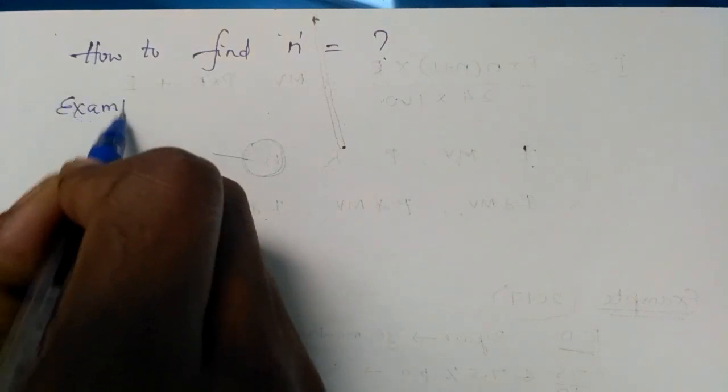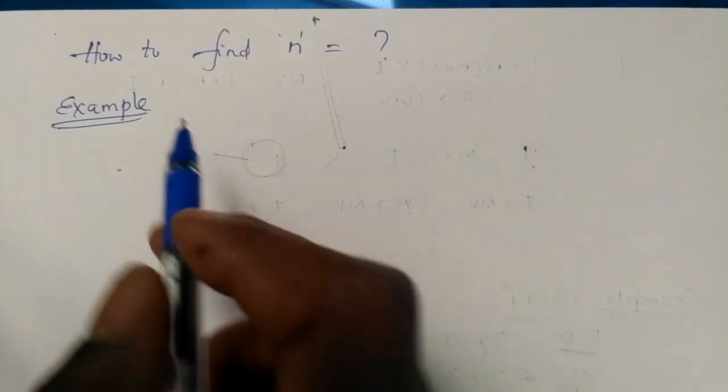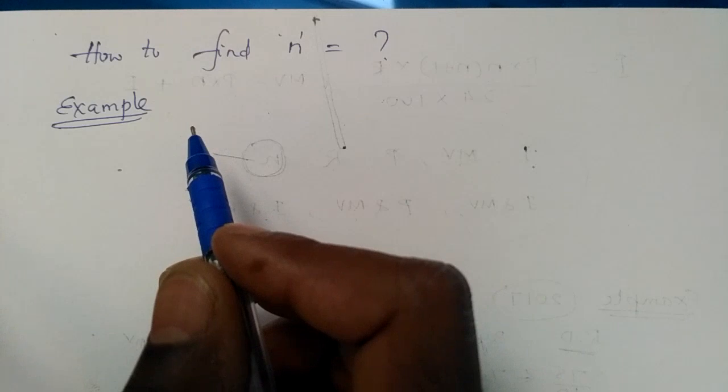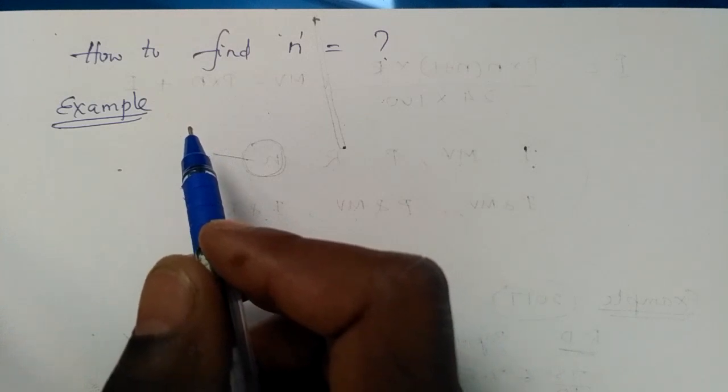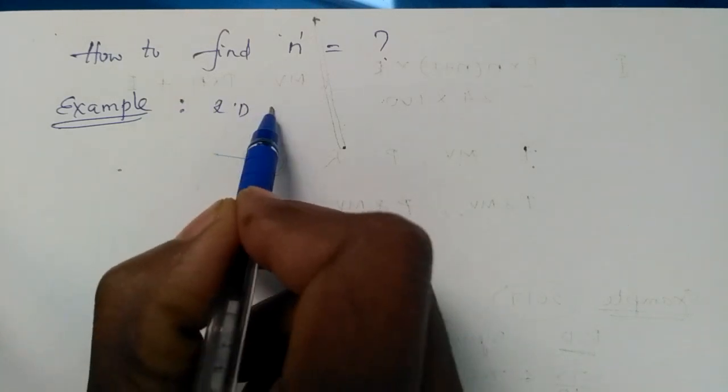Example for the n finding. n is the number of months, right? Number of months finding problems will be a little bit difficult, so we'll use some tricks to make those problems easy. The question is: a woman has a recurring deposit account. So from the question itself, it is an RD problem.